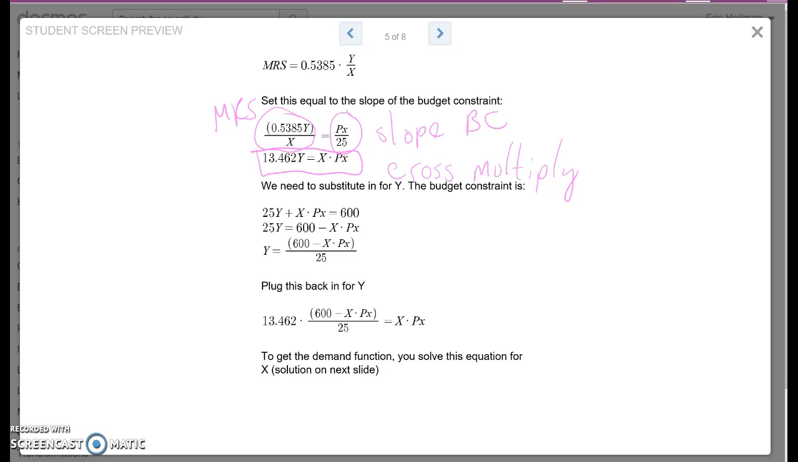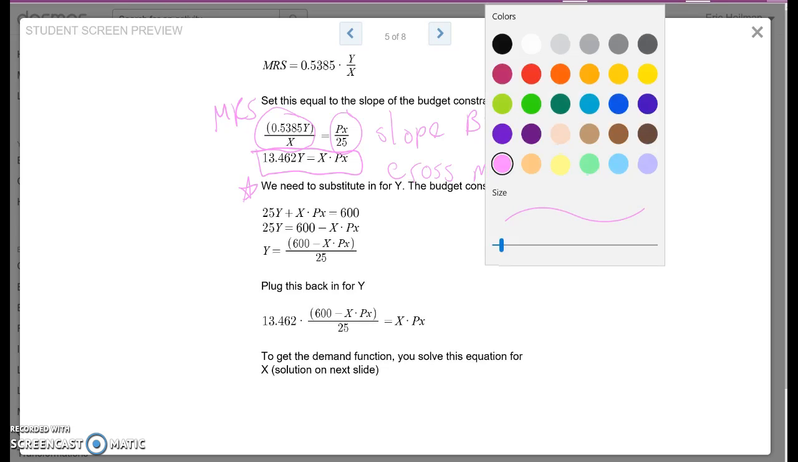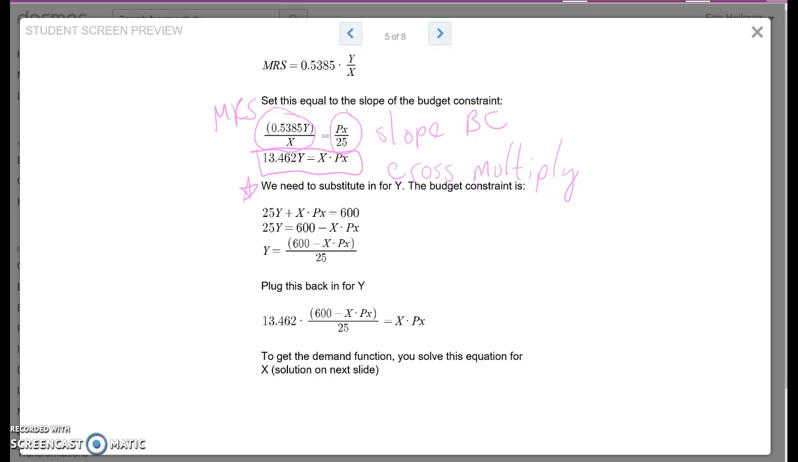Okay, so that gives me an expression that I can plug into the budget constraint. So the next step was to substitute back into the budget constraint. So that's what I'm doing here. So here's the budget constraint. I moved the xpx to this side here, and then divided by 25. So I solve for y.